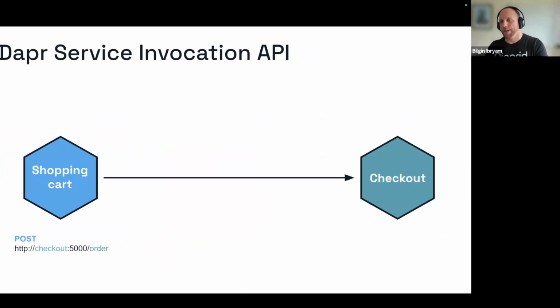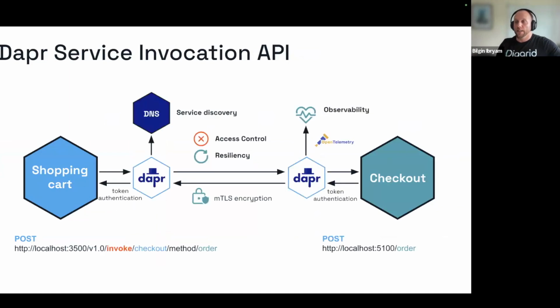If I have a service, a shopping cart that wants to call checkout service on the order method, the way that would look with Dapr and the service invocation API is the shopping cart, rather than calling checkout, would call the sidecar. See, now it calls localhost 3500. That's where Dapr is running. In this case, it's calling the invocation API, and it's of the checkout application. That's the target application. It's calling the order method.